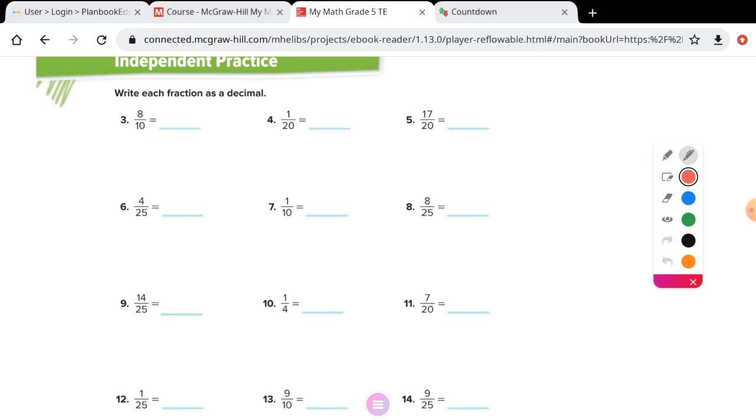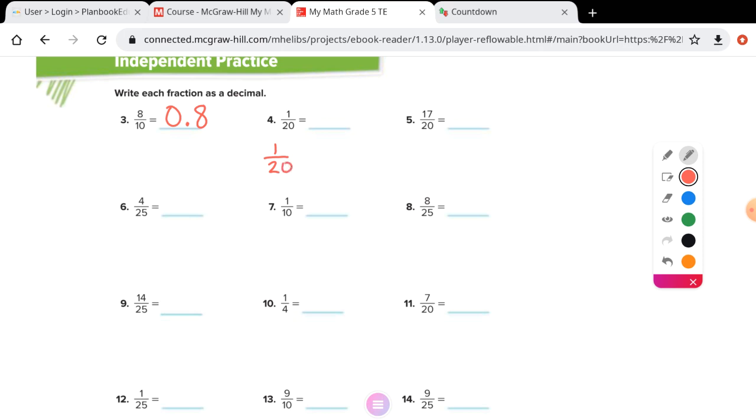How do we say that fraction, Elia? How do we say that fraction properly? 8/10. Mason, what does 8/10 look like as a decimal? 0.8. Good job. We have an 8 in the tenths place. Number 4. Is the denominator a 10, a 100, or a 1,000? Is it? No. So let's copy that one down here.